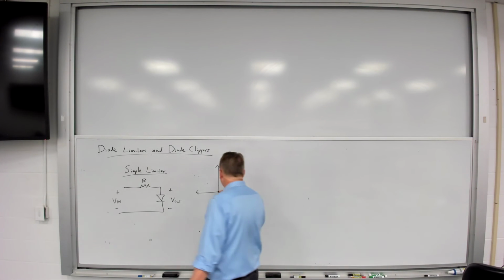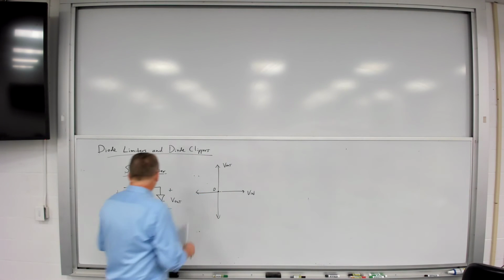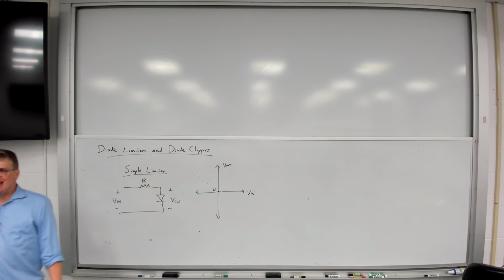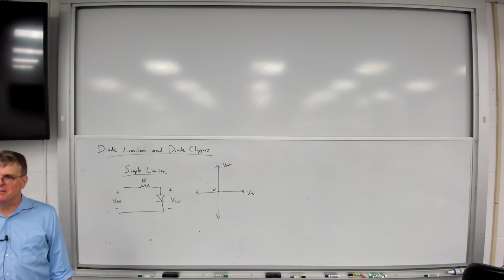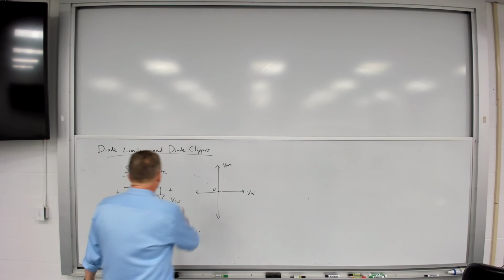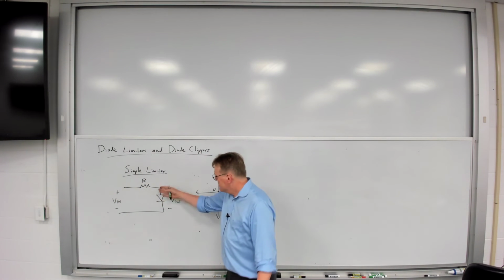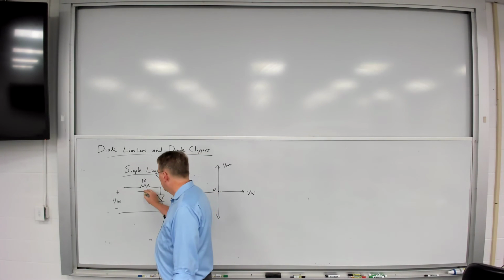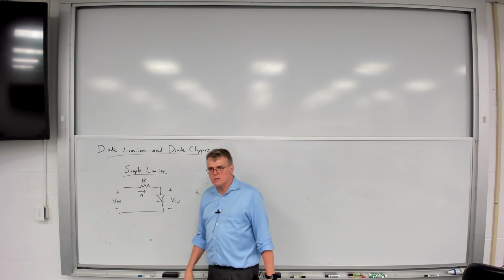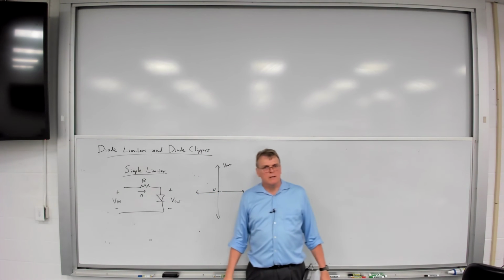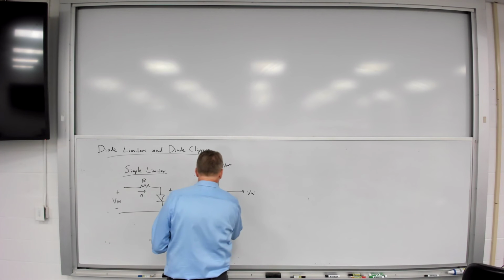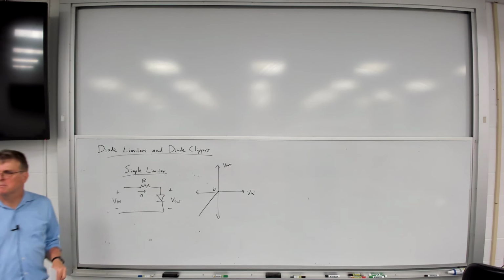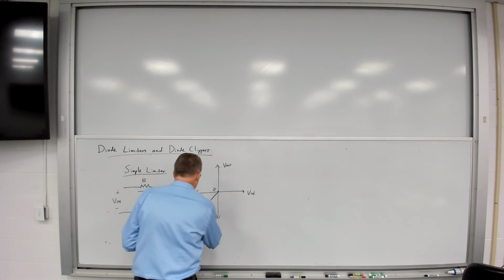Now, when Vin is negative, what do I know about the state of that diode? It's got to be off. It's going to be reverse biased. So if it's off and reverse biased, then this becomes an open circuit. If it's an open circuit, there's no current flowing through that resistor, and Vout is simply equal to Vin. So for negative voltages, I see this. Vout is simply equal to Vin, so I have just a slope of 1.